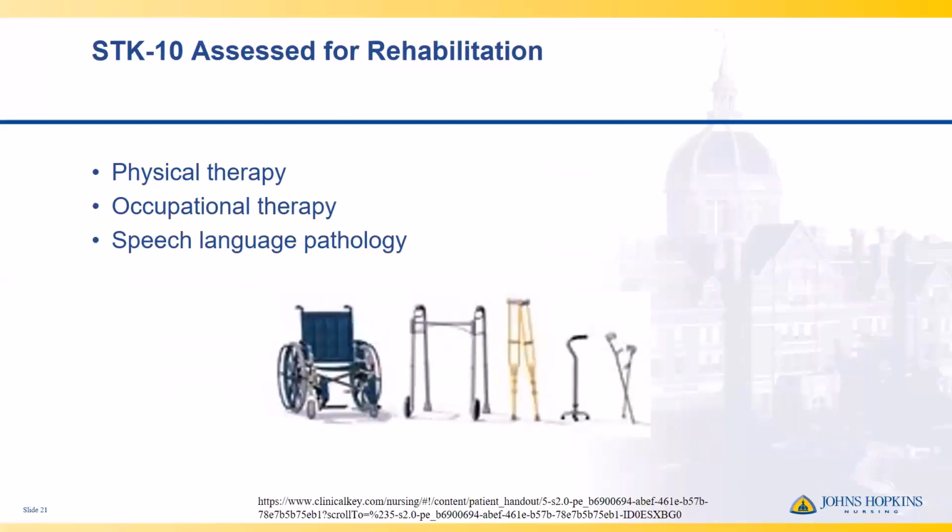STK 10 is our last measure, and this is that all patients are assessed for rehabilitation needs. And for us, we use the AMPAC mobility and activity scores to help us decide whether a patient is appropriate for physical therapy and occupational therapy, and we do the swallow screen to see if the patient's appropriate for speech-language pathology. We want to make sure as nurses, if we see any need for physical or occupational therapy or speech, that we bring that to the provider's attention.